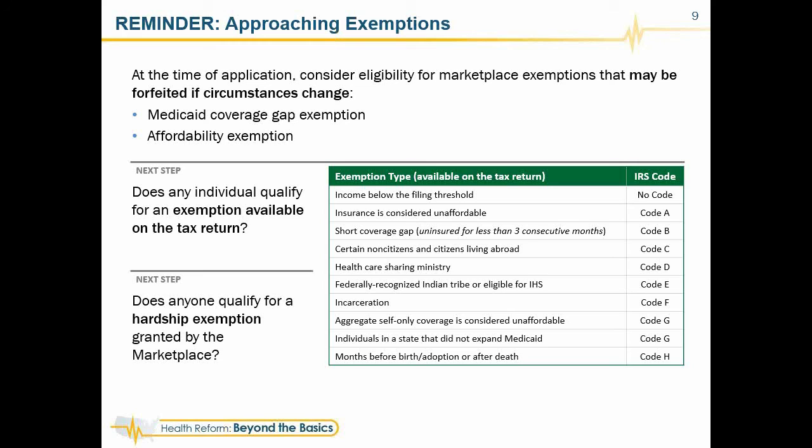But if neither of those apply, then you can consider whether a person might be eligible for another kind of exemption. And here's the list of exemptions for 2016, and we expect for 2017 as well. And then after that, you can think about whether someone might be eligible for a hardship exemption that's granted by the marketplace. A lot of the exemptions that are available on the tax return are quite easy to claim and often are for the whole year. Hardship exemptions can require some documentation, require an application. So if you know someone qualifies for one, you can certainly help them complete an application to help them claim it later on their tax return.